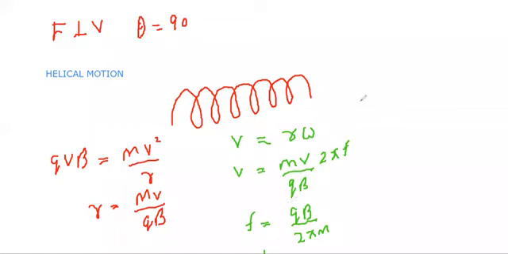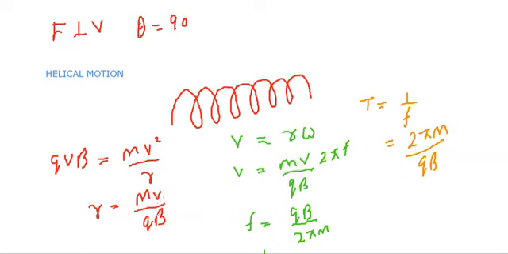You can also calculate the time period. We know the time period is the reciprocal of frequency, 1 by f. So it would be 2 pi m by qB, right?